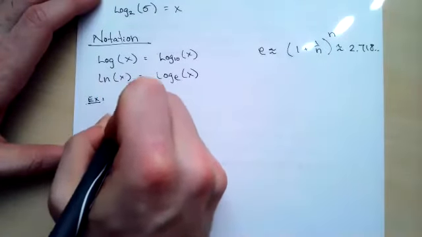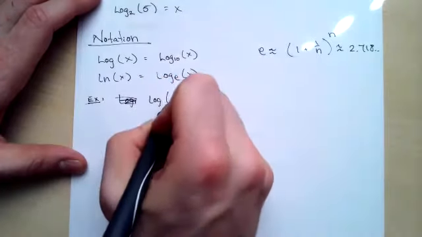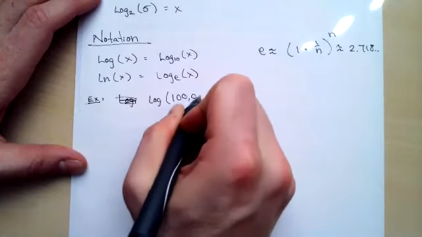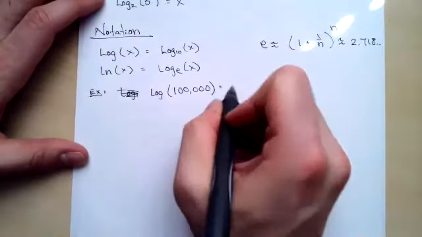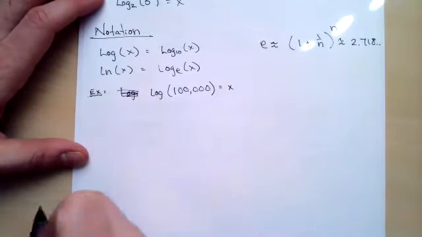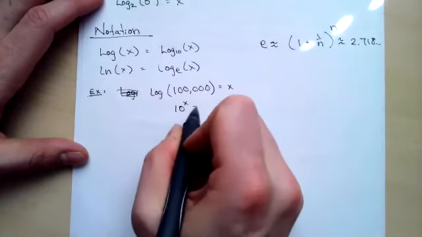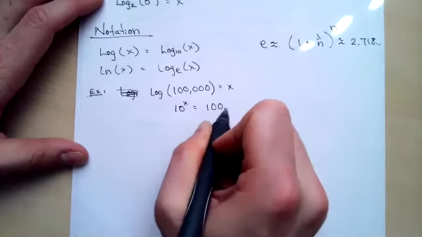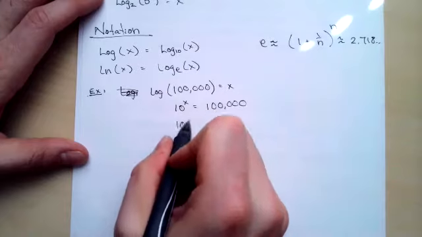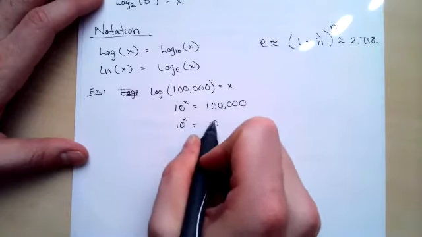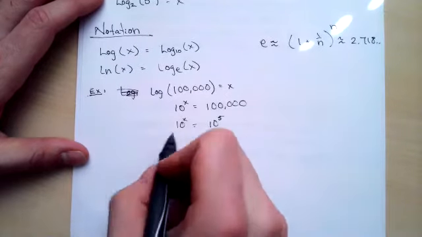But we can do examples with this, like if I just write log base 10, or here, just log, let's say 100,000. We want to evaluate this. Let's call it x. And remember, the base is 10, so the equivalent expression says 10 to the x is equal to 100,000. And then you just have to remember how your decimal places work with powers of 10. So that's 10 to the 5th, because we got 5 zeros. And so our x is 5.